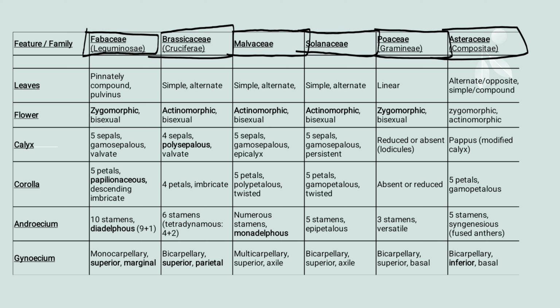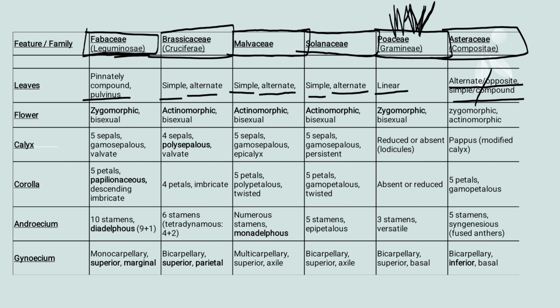So let's start with type of leaf. Base is swollen, we call it pulvinus, in leguminous plants. In Brassicaceae we have simple alternate leaves. Alternate leaves means at each node only one leaf arises. Next, same, simple and alternate. Solanaceae is the same. Poaceae it is linear, alternate or opposite, simple or compound.